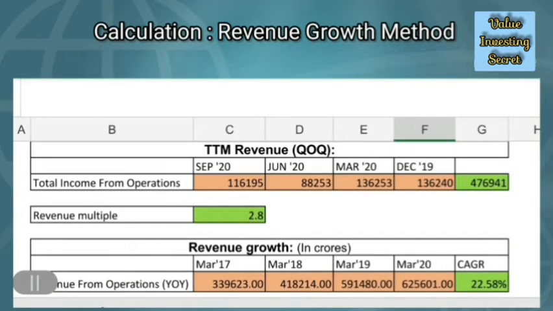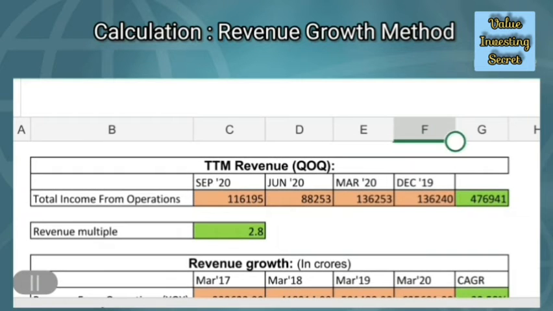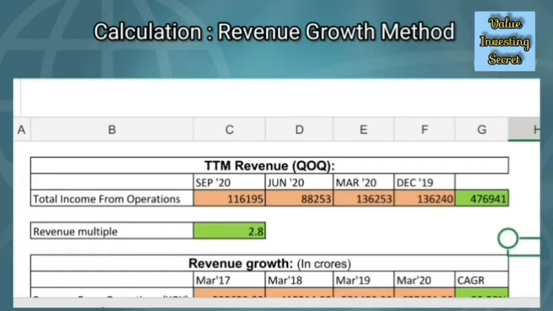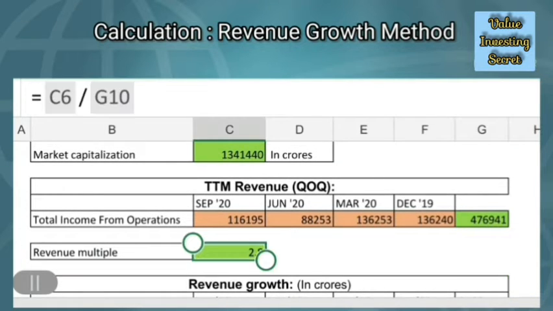Calculating the TTM revenue is always better than the revenue of the last 4 years or something. This will be the latest value. I got the value of 4,76,941. It's always better to take TTM revenue rather than year-on-year revenue. So this will be the latest value.